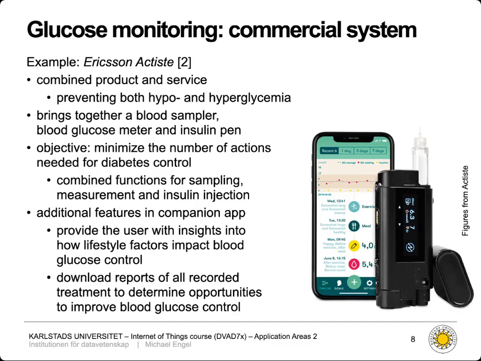And one example for a commercial system is developed by Ericsson. It's called Actiste, and this is, as we've seen before, not only a product, so a device that you use, but it's combined with a service. And this is providing both under and over levels of glucose, so hypo and hyperglycemia in your body. So what you have here is a blood sampling device, a blood glucose meter, and even an insulin pen for administering the insulin injections in one device.